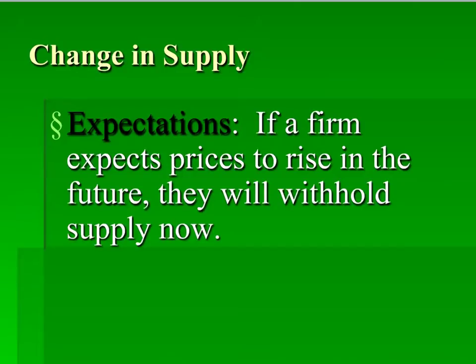Expectations for the future, very similar to in demand. If a firm expects that prices will rise in the future, they'll decrease supply now so they can, for the same number of goods, get a higher price per unit and maximize their profit better. So expectations for the future, if the price is going to go up in the future, you would decrease supply now to take advantage of the higher price and increase your supply at a later date.